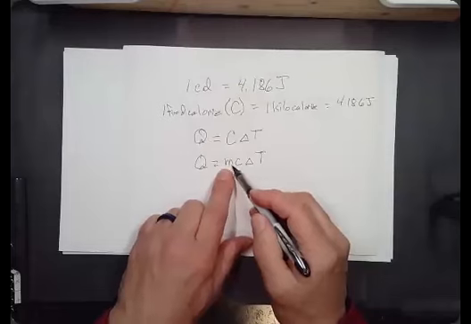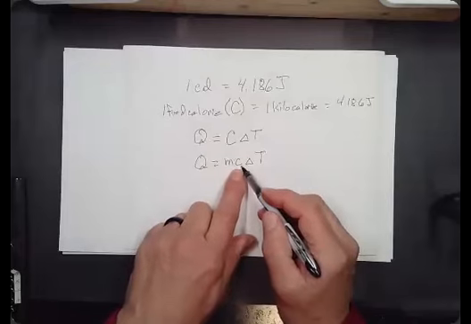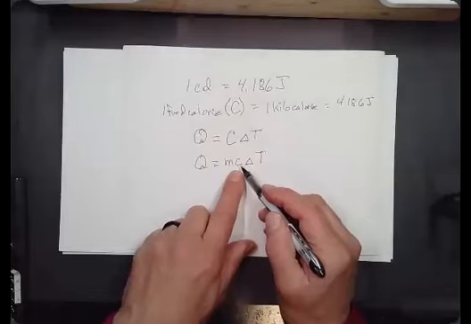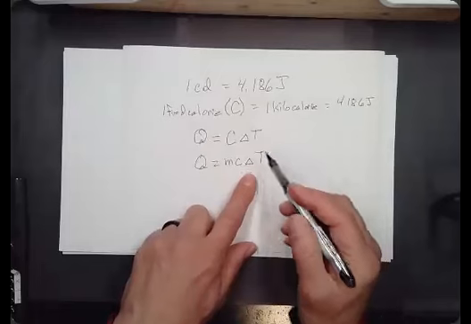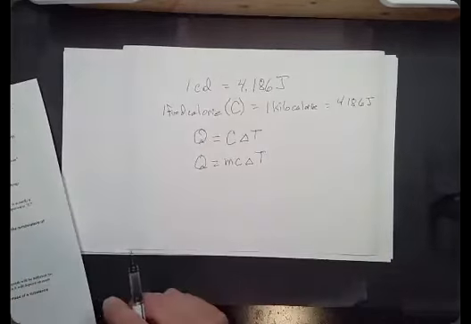This would be talking about the mass of, say, a chunk of copper, and then we'd have to use the specific heat of copper, which is the heat required per unit mass to raise the temperature by 1 degree Celsius, or 1 Kelvin.